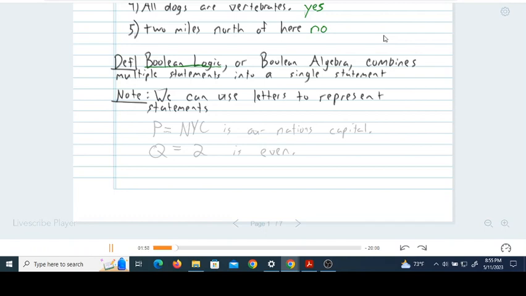But for now, know that we can use letters to represent statements. So I can let P represent the statement, I don't know, New York City is our nation's capital, which is a false statement. And I can let Q equal 2 is even, which is a true statement. So we can use letters to represent statements.